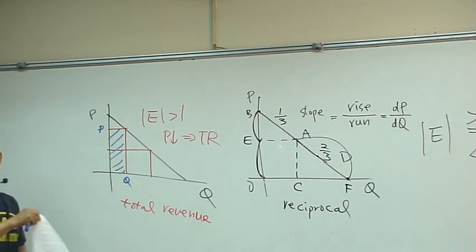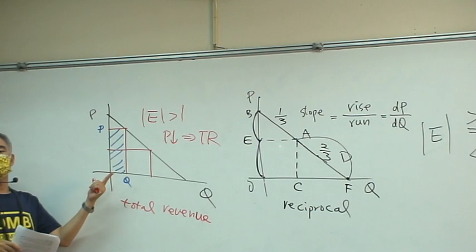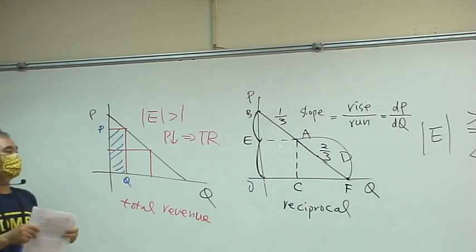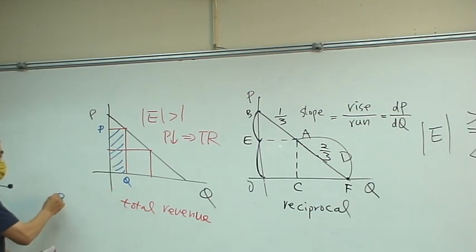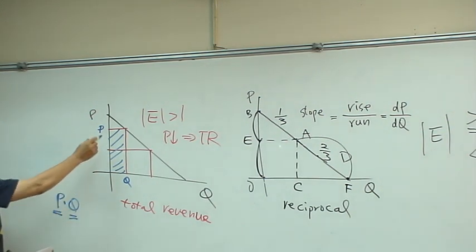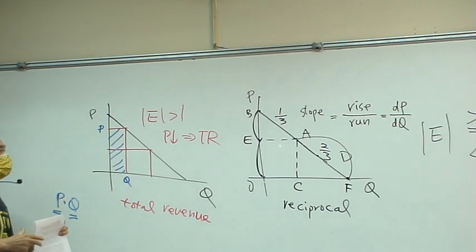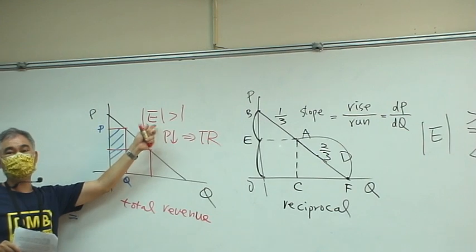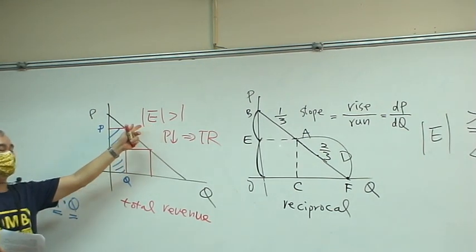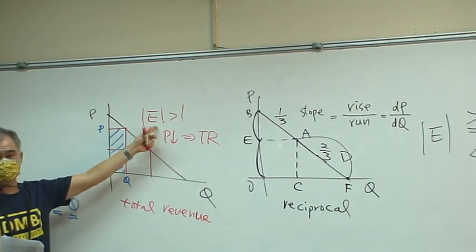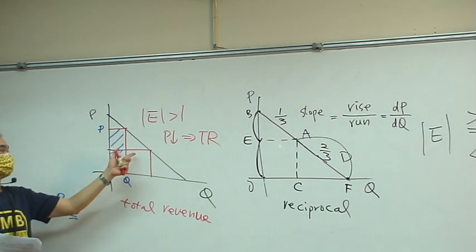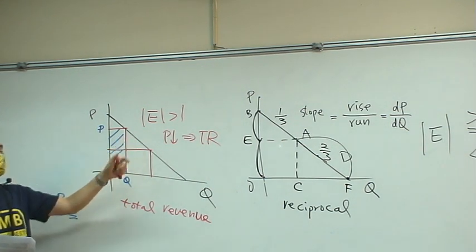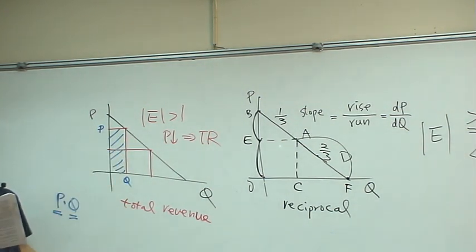Agree with me? Total revenue is equal to P times Q. The price times the amount you sell, right? So the total revenue is here. And when price goes down, and here it is price elastic, the elasticity is greater than 1. And so what happened to the total revenue when the price goes down?